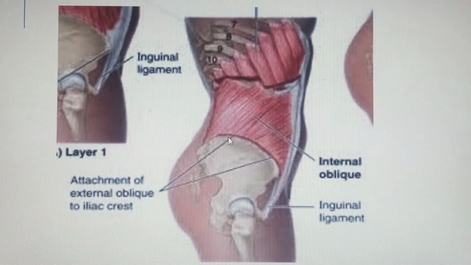So this time around, unlike, as I've told you, the external oblique, which is the only one going to have insertion on the iliac crest.